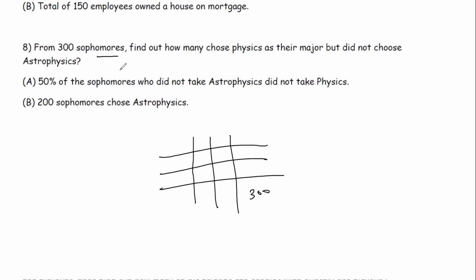So 300 sophomores, find out how many chose physics as their major but did not choose astrophysics. Now we know the two categories are physics and astrophysics, and this is how you write it down. Students who took physics and students who did not take physics, the total will come here. Students who took astrophysics and did not take astrophysics will come here. So the question is how many chose physics as their major but did not choose astrophysics. This is what we need to find out.